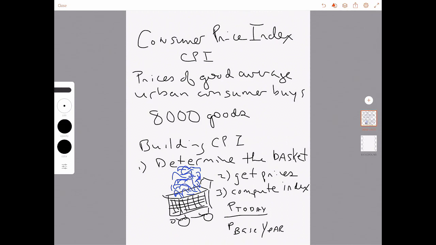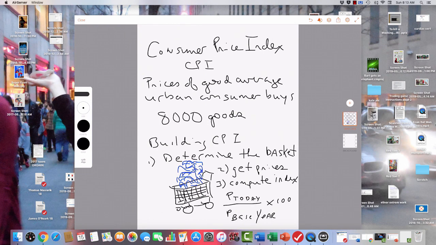So really what we're doing is we're comparing what's my receipt from these goods today versus the receipt that I got maybe 10 years ago. We multiply that by 100 and we get a number. The number is the Consumer Price Index. So what's today's Consumer Price Index? Well, to get today's Consumer Price Index, we need to go to the Bureau of Labor Statistics webpage.